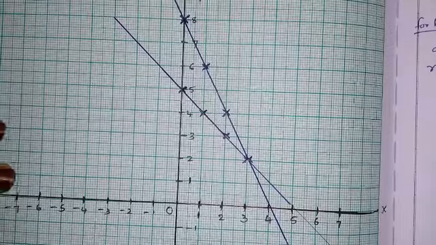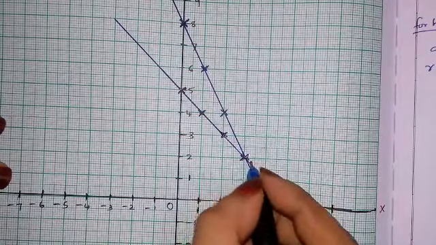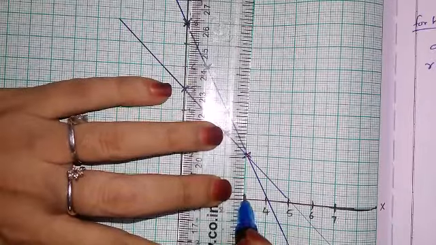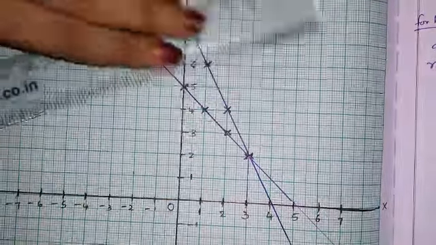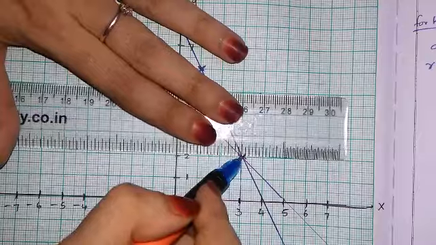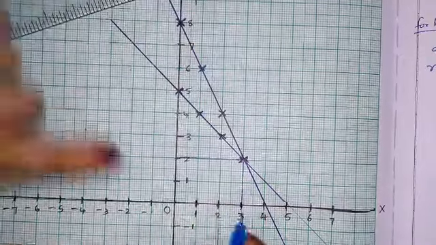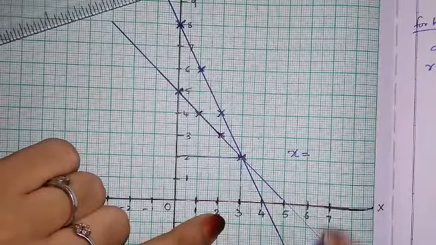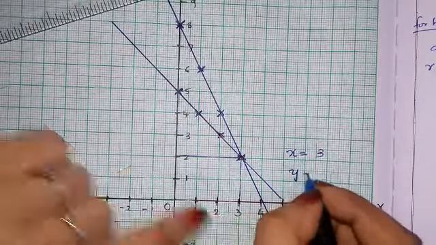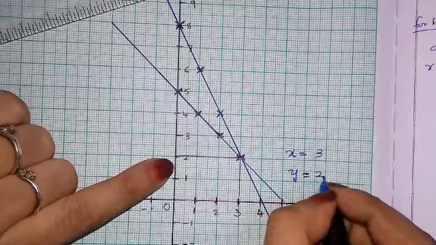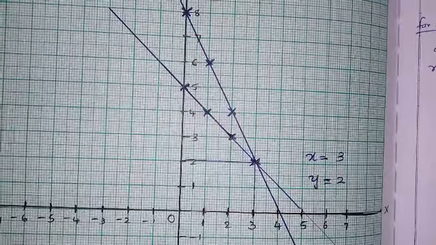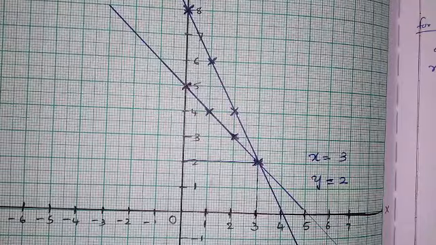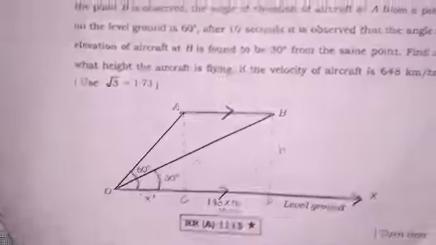The two graphs intersect at this point. We have to highlight this with a dotted line and find the value. The solution they have asked for is x equals how much? x = 3 and y = 2. So we got the values: x = 3 and y = 2. Let us see the next question.